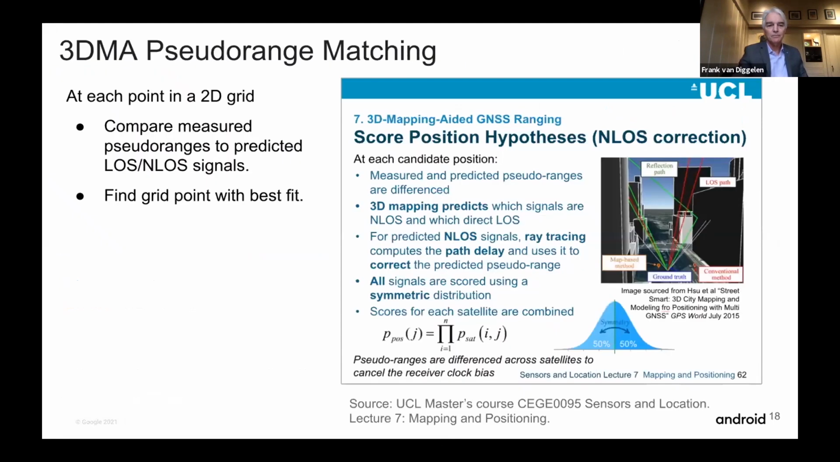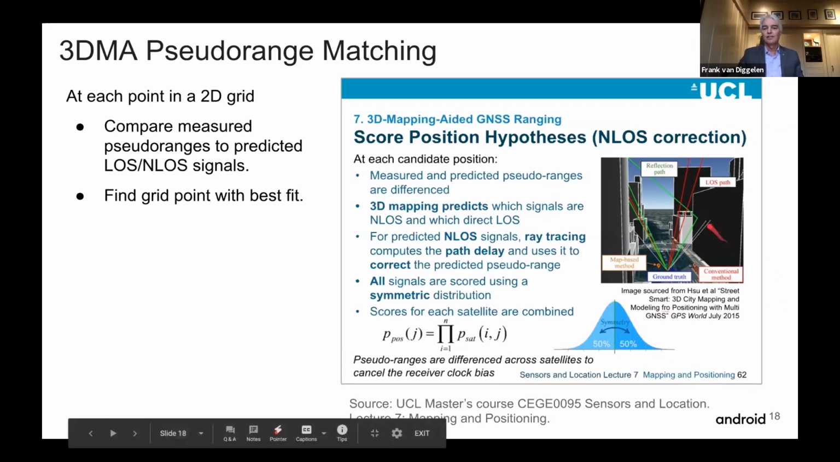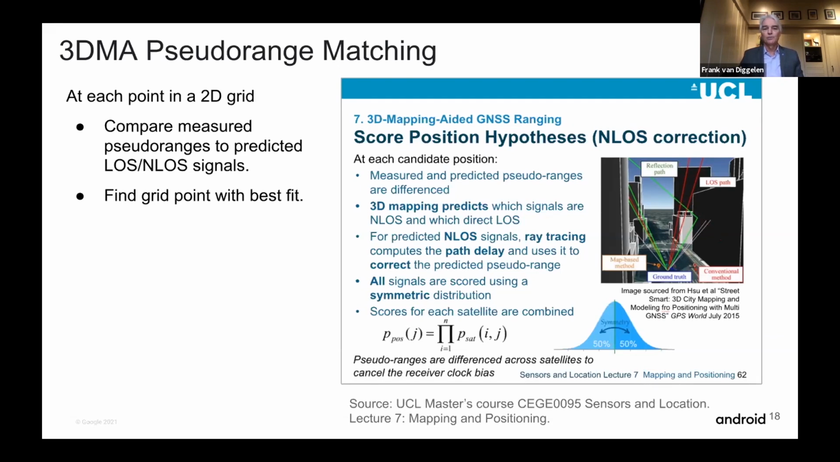And so what this shows you is that shadow matching provides useful probabilistic information, but not the whole answer to the problem. There's another technique known as 3D model-assisted pseudorange matching, and this goes as follows. You create a grid around where you think you are, and at each point in the grid, compare the measured pseudorange to the predicted pseudorange, including the non-line of sight paths. So as shown here in this paper or this lecture by Paul Groves at University College London, and you find the grid point with the best fit.